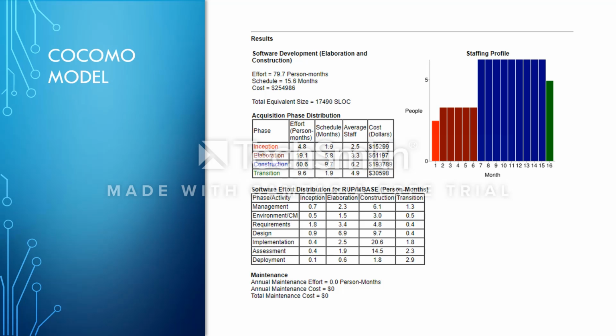And as you can see by the results that we have gotten through using the model, our budget has come up to just over 250,000 TT dollars, with a schedule of 15.6 months and a high effort of about 79 months approximately. And that's pretty much valid by the staffing profile graph that you can see on the results as well.